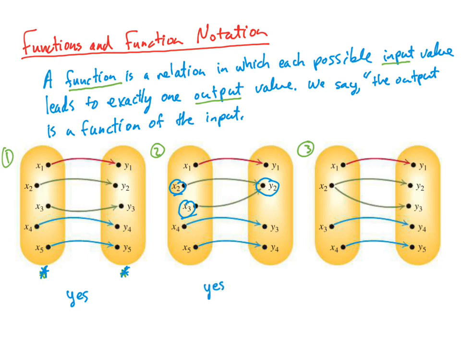The third relation is not a function because in this case, x2 is pointing to two separate y value outputs. So we would say, no, this is not a function.